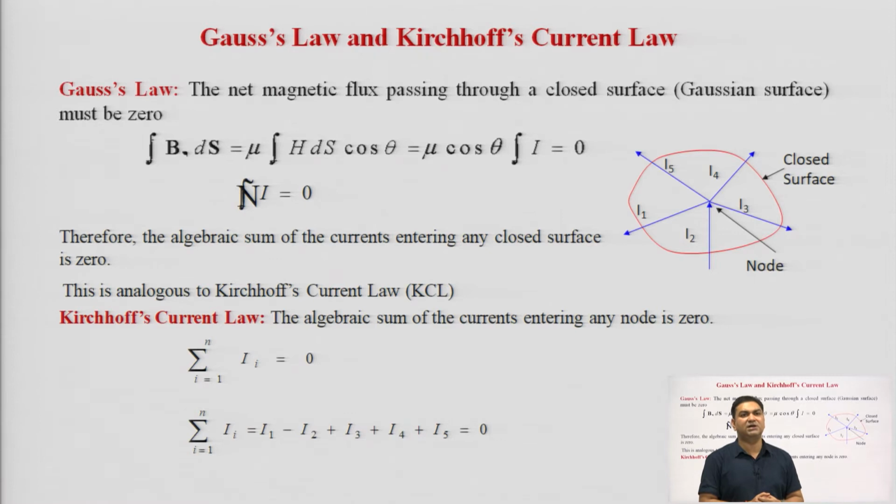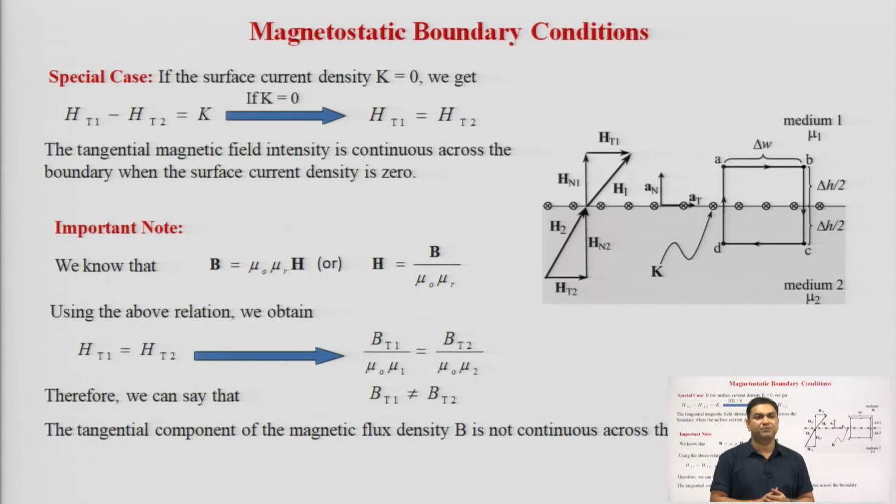It is shown in the given figure. You can see here that the different currents are meeting at a point, and this is a closed surface, and this meeting point is known as the node. The Kirchhoff's law, when we apply on this, the same thing is here, that the algebraic sum of the currents entering any node is equal to 0, and here the sum of all the currents is equal to 0, you can see here. These are analogous to the Kirchhoff's law and Gauss's law to the Ampere's circuital law.